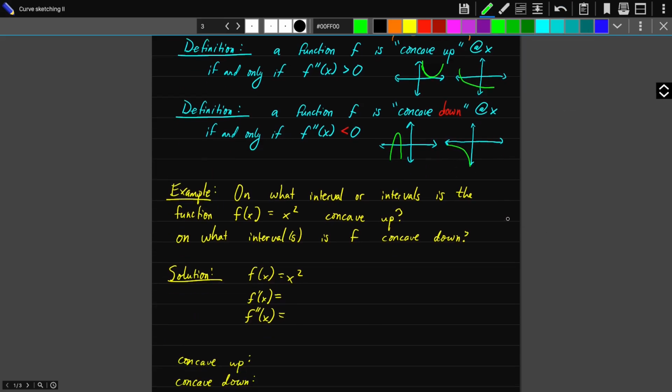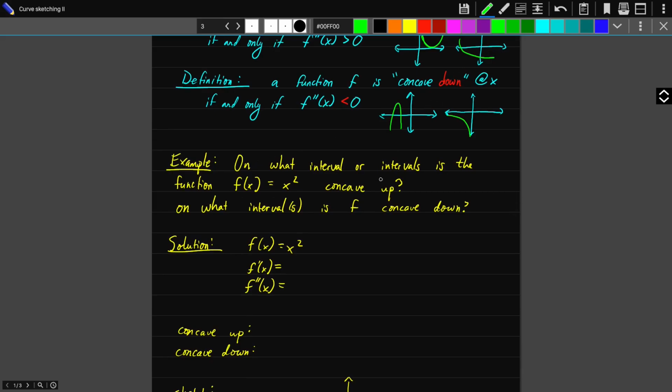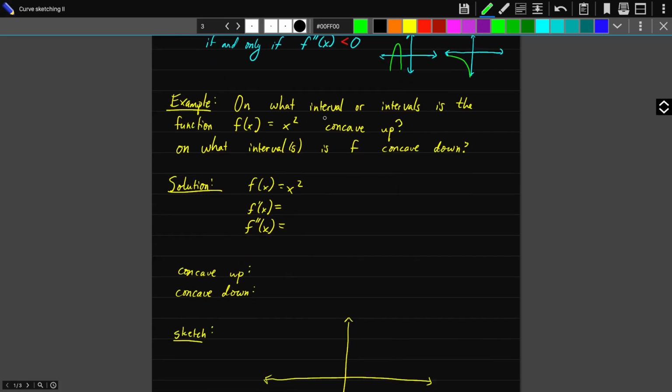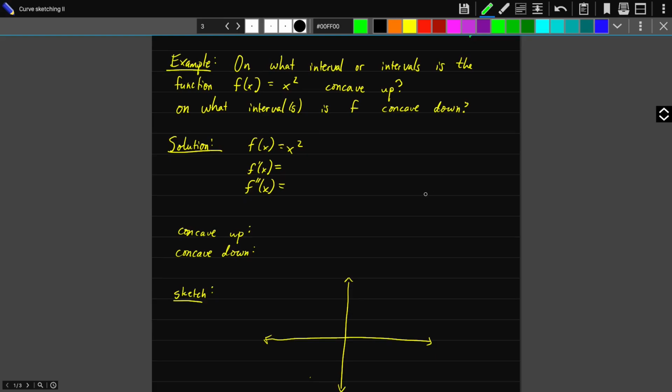All right, let me give you an example where we can determine where a function is concave up and concave down. I'll read this example out loud, and then you should probably pause the video and think about it based on those definitions, then come back and watch me solve it. On what interval or intervals is the function f of x equals x squared concave up? And on what intervals is it concave down? We're asking where it's concave up and concave down, so we need to find the second derivative of this function. That's the first thing to do in this problem.